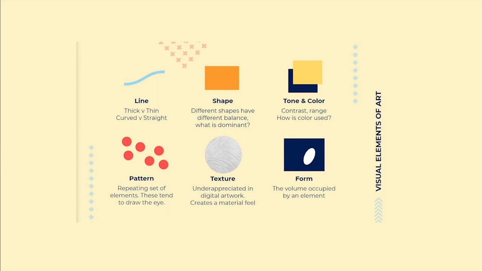How much space does it take up? Is it taking up a lot of space or a little space? Where is it placed in the frame? Those are all considerations of form. So here I have the volume occupied by an element, and I think that's really driving home exactly what form is. How much space is it taking up, and how is that space distributed throughout the piece?